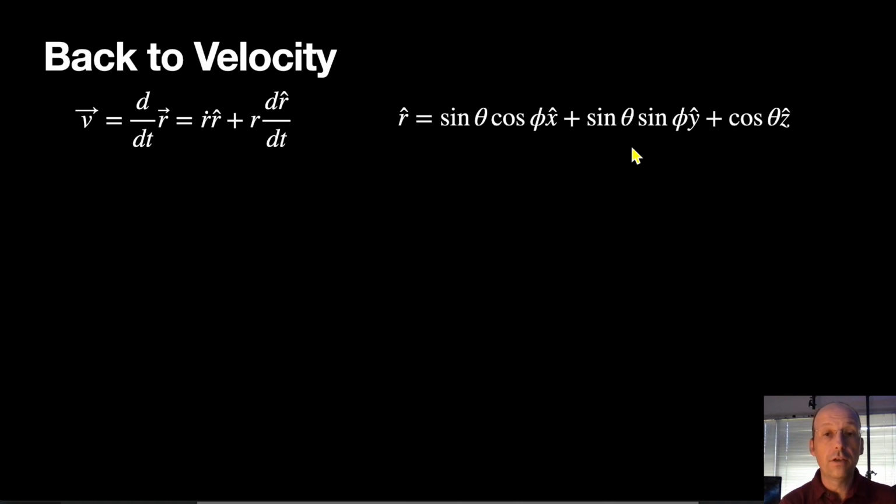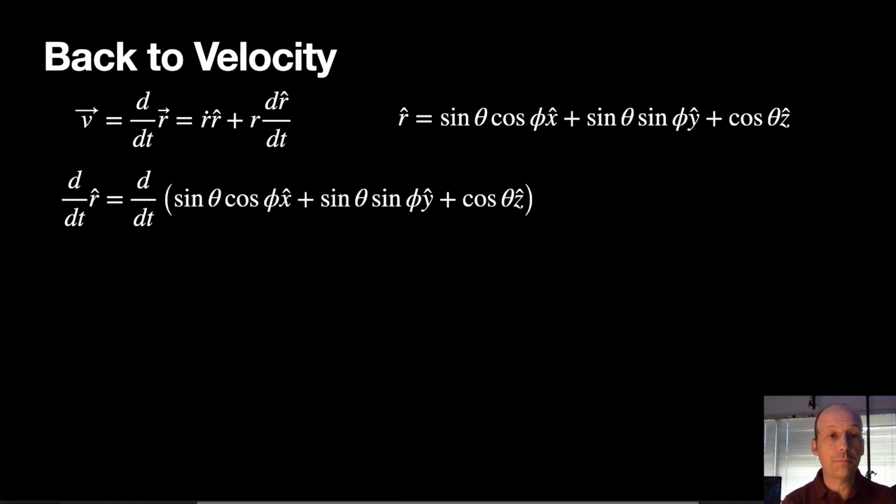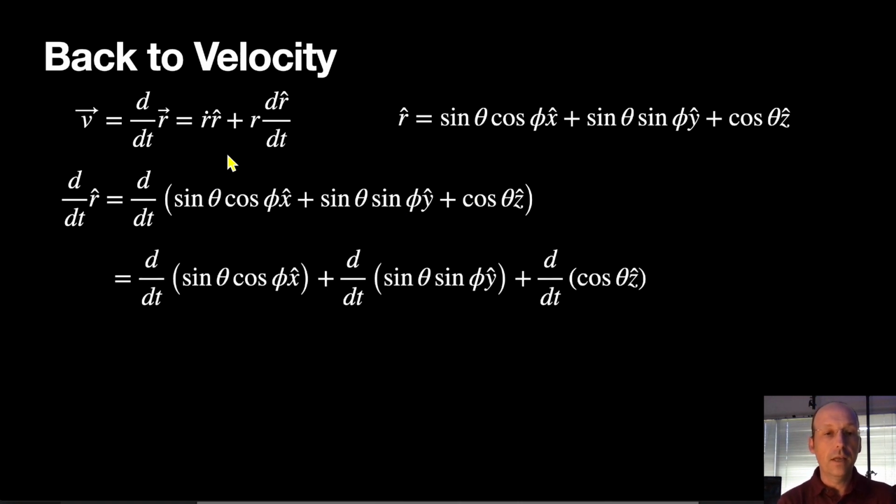That's what I'm going to do. So the derivative of r hat with respect to time is the derivative of all that stuff with respect to time. So let's break it into 3 pieces, right? Because I have a sum. So I have a derivative of sine theta cosine phi x hat with respect to time, plus sine theta sine phi y hat with respect to time, plus cosine theta. See, I already messed up.